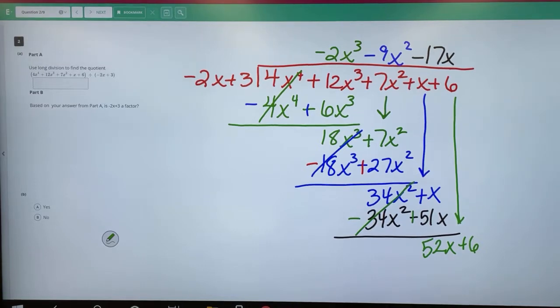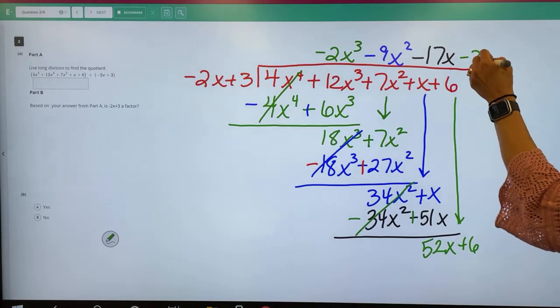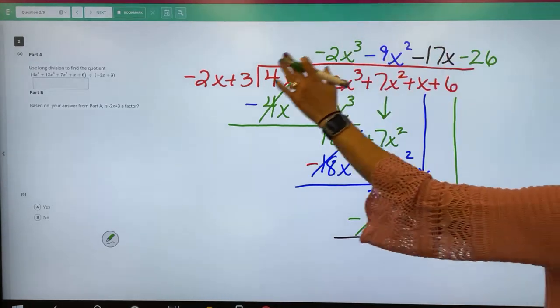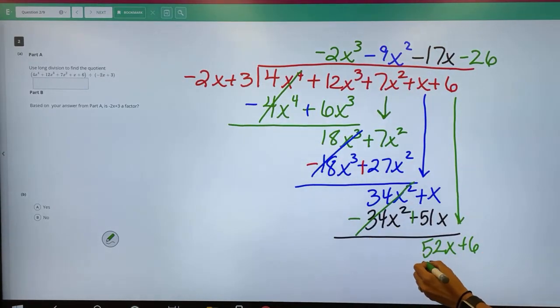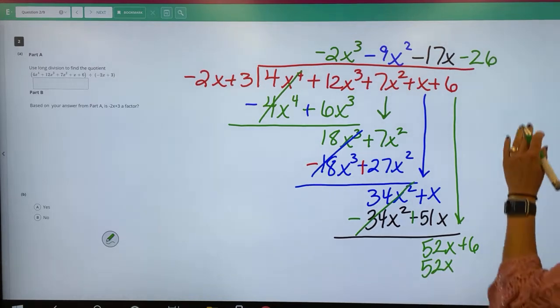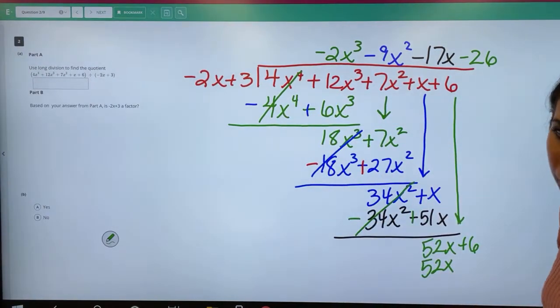Can you guys see that? Yeah, you can. Okay, so now I need to get a 52x. So what do I multiply by -2x to get 52x? Half of 50 is 25, half of 2 is 1, so 26. Negative 26 times negative 2x is a positive 52x. Negative 26 times 3, what was that? 78, negative 78.